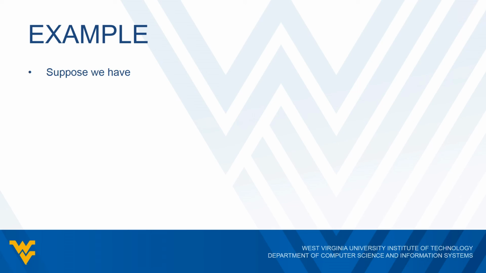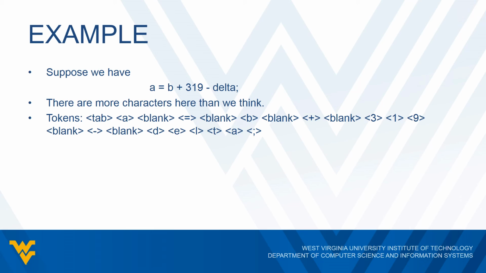Let's suppose we have the following assignment statement, something like A equals B plus 319 minus delta, and we end with a semicolon. Now you probably see the assignment statement containing some symbols such as A, B, and delta, the number 319, and even some operators like the equal sign, plus, minus, even the semicolon. But there's actually a lot more in here than we think. That's because when we're scanning this, we have to consider all the blank spaces and tabs as well. So if we were to process all of the symbols in here into tokens, we would get something like this.